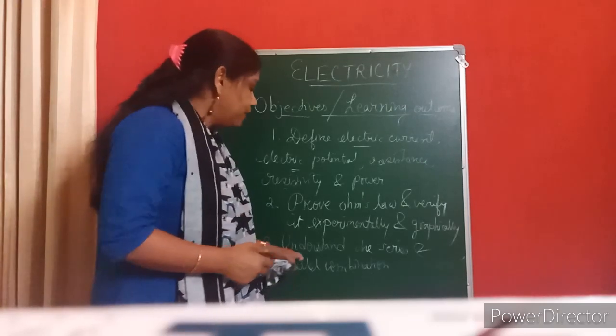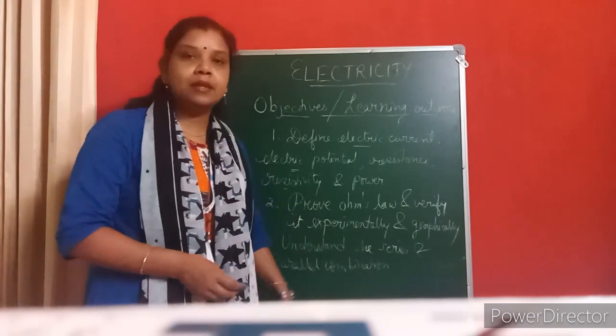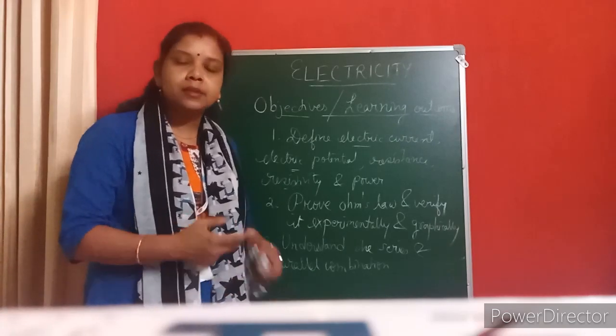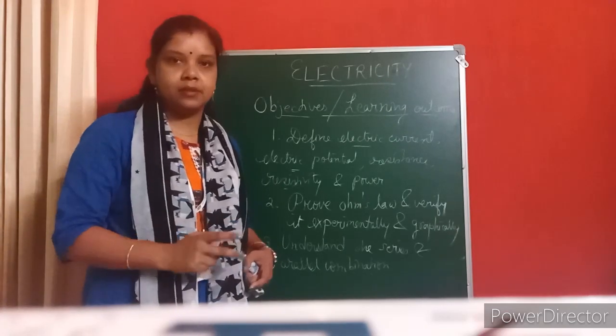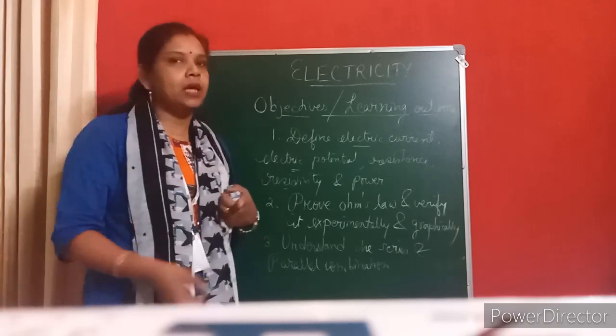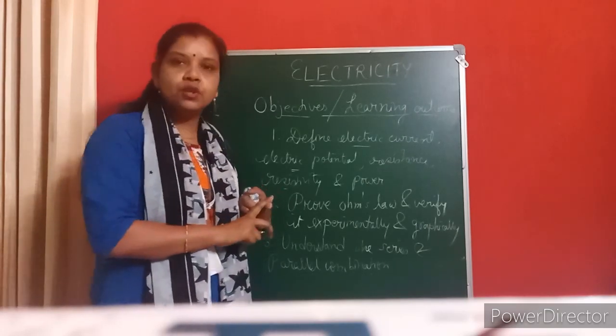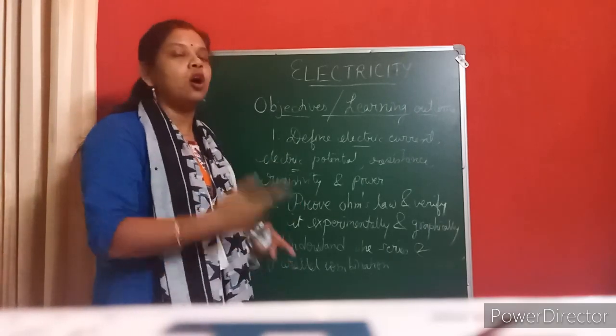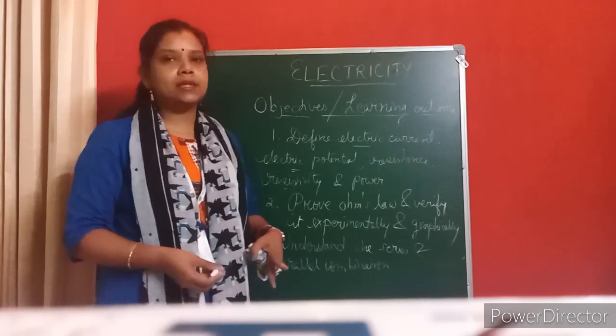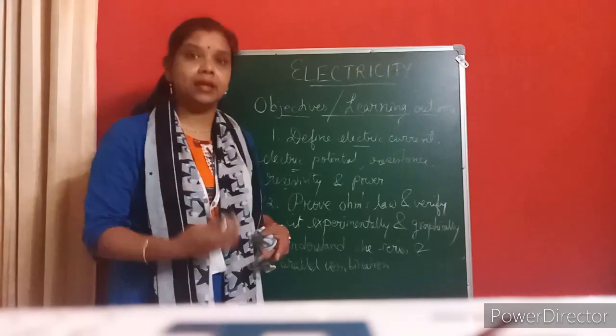So when we understand the series and parallel combination, that means we are connecting what? Electrical devices. It can be two bulbs, it can be two fans. Yes or no? We can connect them in series or in parallel, and when we discuss it, we'll come to know how they will be connected.